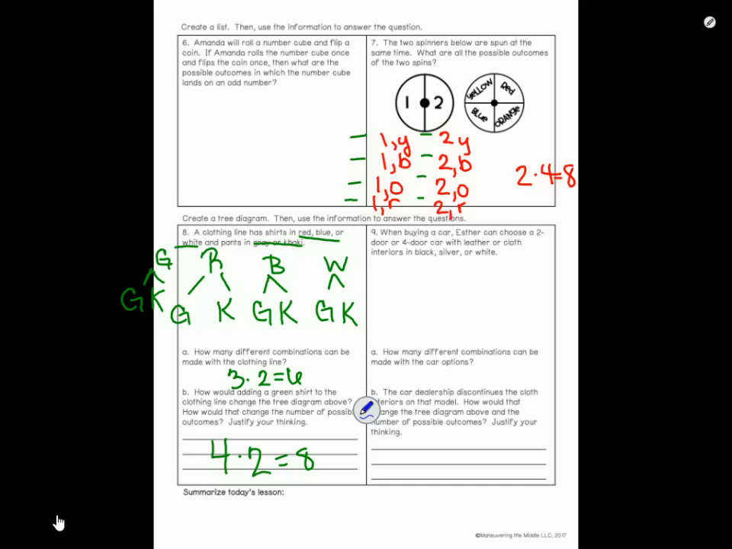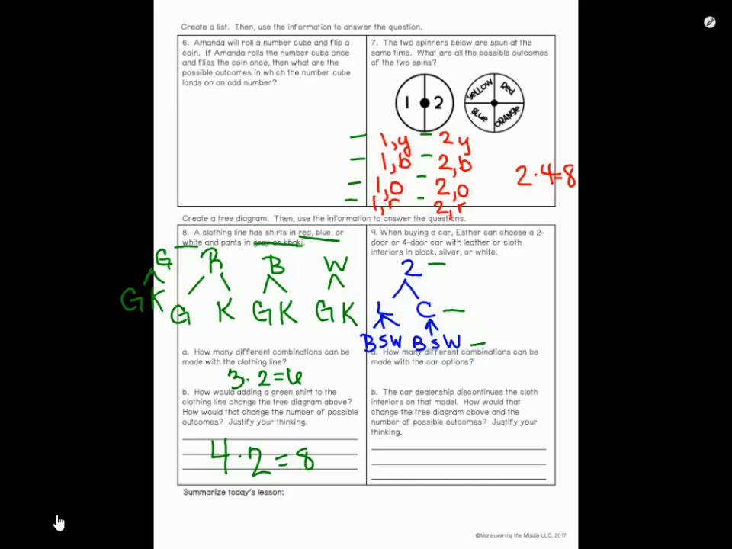All right, so we have a 2-door, and in my 2-door, I can have leather or cloth, and out of those leather or cloth choices, I can have black, silver, or white. So black, silver, white. Same thing here. Black, silver, white. All right, same thing goes for my 4-door car. So if you look, and you should do the same thing for the 4. We've got 1, 2, and 3 different types here.